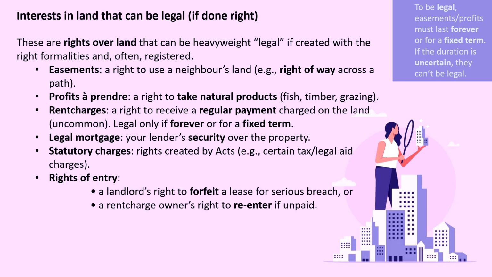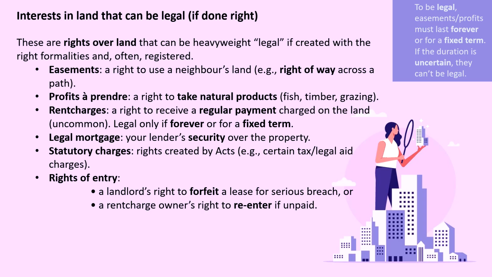Mortgages, I don't think I need to explain that because it's quite common knowledge. It's just a lender's security over the property, where they can take something as collateral if you miss any kind of agreed payments. Then we've got statutory charges, which might be created under any kind of statute, like tax and those kind of things.